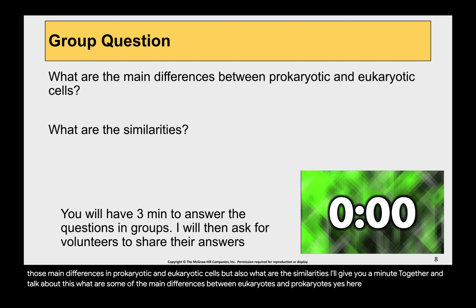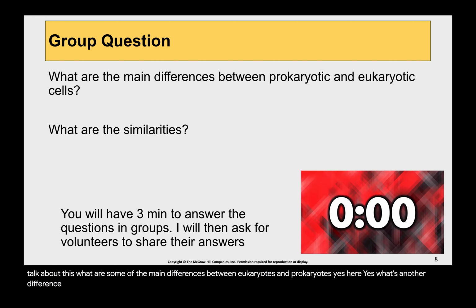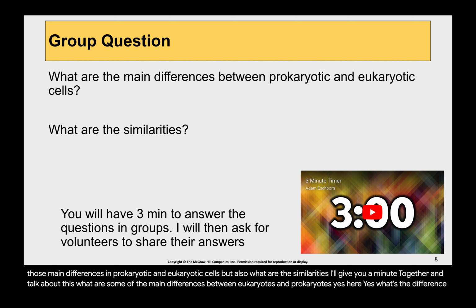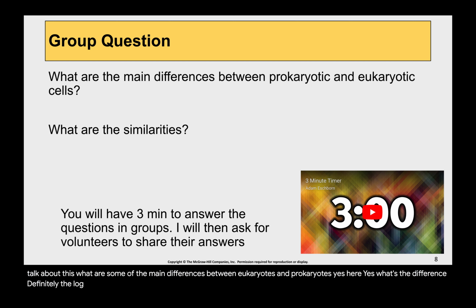Yes, instead they have what's called a nucleoid. Yes, what's another difference? Yeah, it can be more abundant. Yep. Definitely there's a lot of different species of prokaryotes. Now, for something I specifically mentioned, what's another difference? Yeah, they have a really simple structure because they lack a lot of organelles.